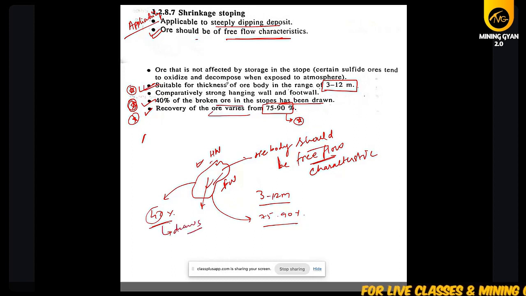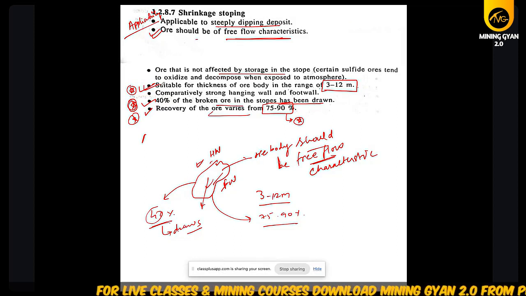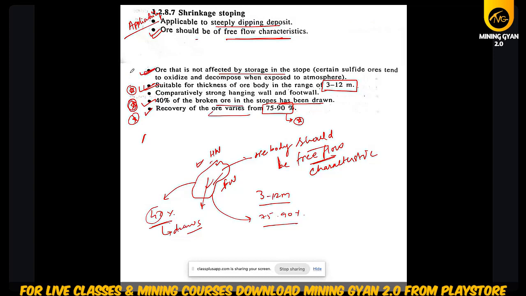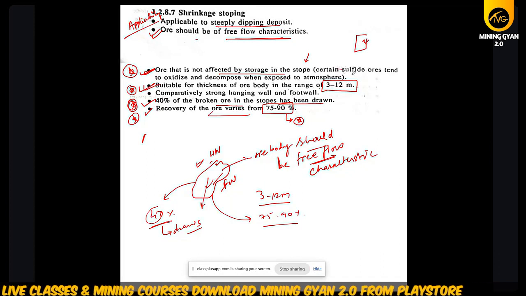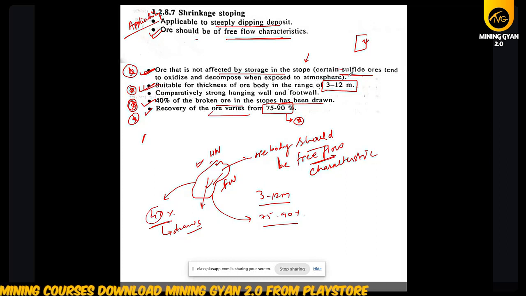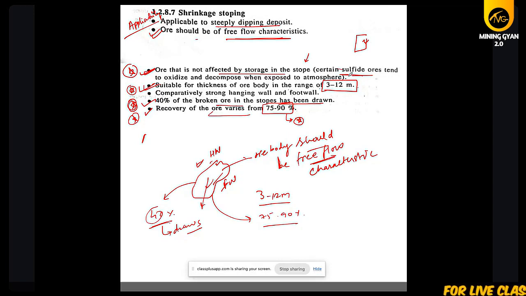Okay, and ore should not be affected by storage. I already discussed this. It should not be affected by the storage. Okay, this is also an important point. That the ore is not affected by the storage in the stope, means if there is ore in the upper stope, it should not be affected by it, for example certain sulphides, some sulphide gets oxidized, so this should not happen. Okay, so these are the 4 to 5 points you should remember in shrinkage stoping.